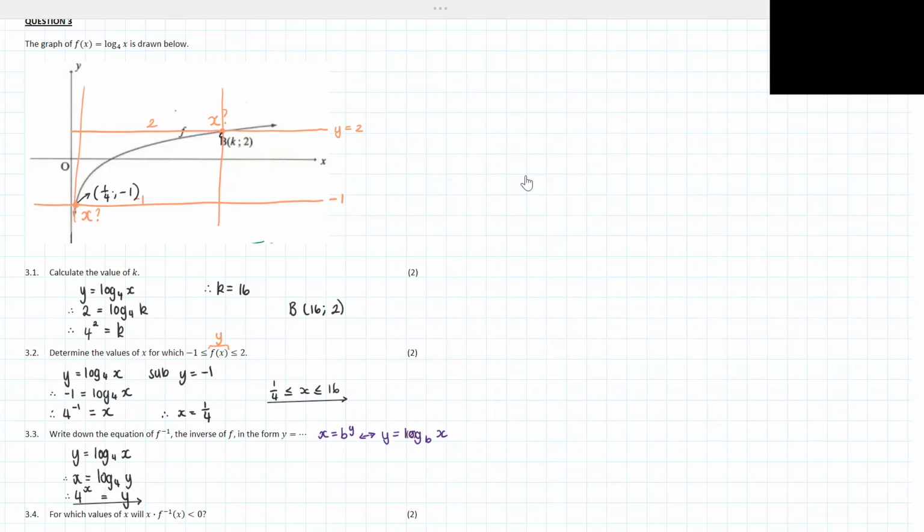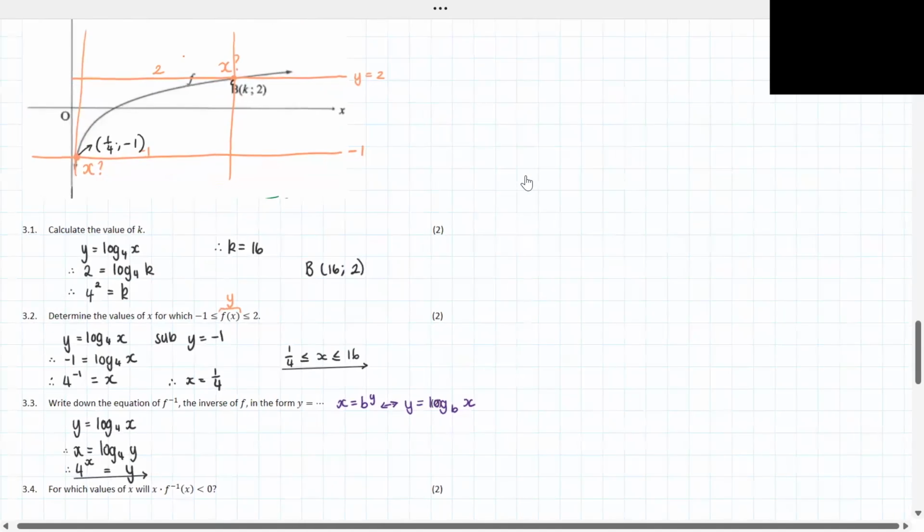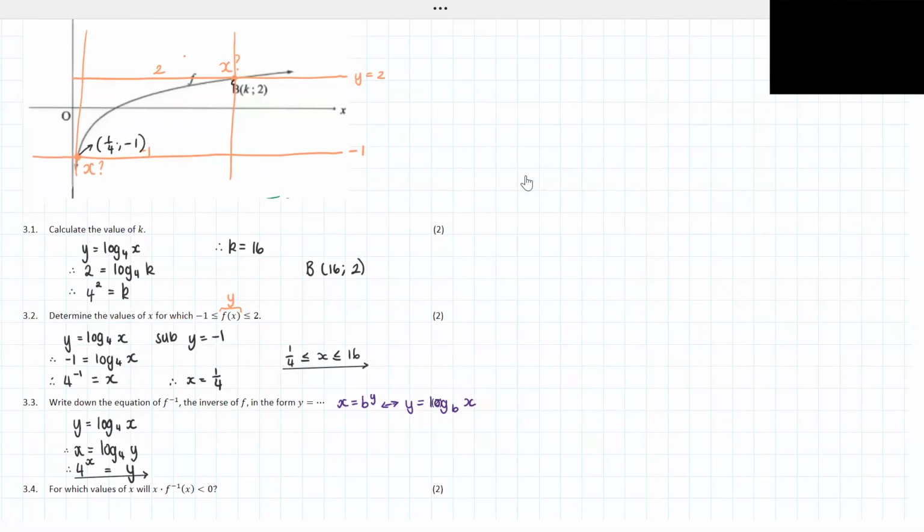Alrighty, so I'm just going to make that a touch bigger because I'm going to want to use the graph in a second. We have been asked in 3.4, for which values of x will x times the inverse be less than 0? Now again, let's break it down. This is saying to me that I'm multiplying x values by the y values of the inverse, and the product must give me a negative answer, because if it's less than 0, it must give me a negative. Now, my inverse function is an exponential.